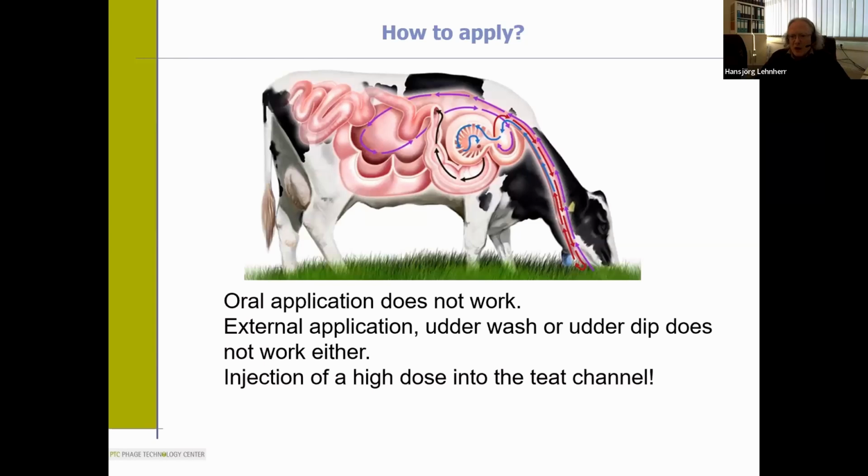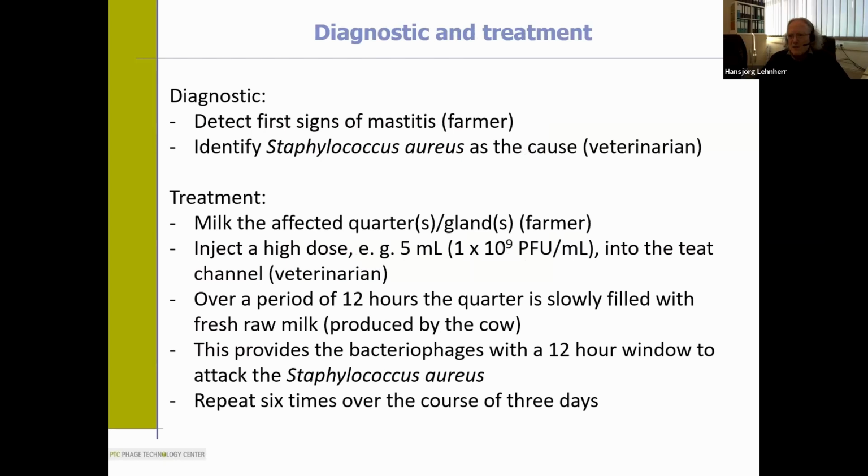So the question, how do we approach a cow? No matter how many phages you feed a cow, these phages will not reach the udder of the cow. They will be lost in the digestive tract. The same if you just use a wash or a dip, you will not reach a therapeutically active concentration within the udder of the cow. So the only option we have is actually to inject the bacteriophage product into the teat channel. The moment you do that, you are a veterinary medicinal product, no questions asked. So how would we apply it? We do need some diagnostic.